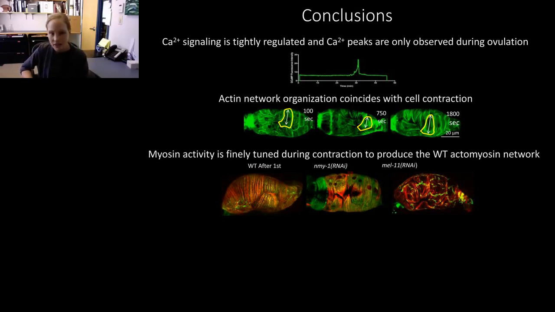And then finally, what I showed you through multiple ways is that myosin activity really appears to be finely tuned, such that if you have a smaller fraction of oocyte that enters the spermatheca, you produce less contraction, you have a slightly less organized network. If you go the other way and you really ramp up the amount of active myosin, you then have really thick bundles that are no longer oriented in the proper direction.